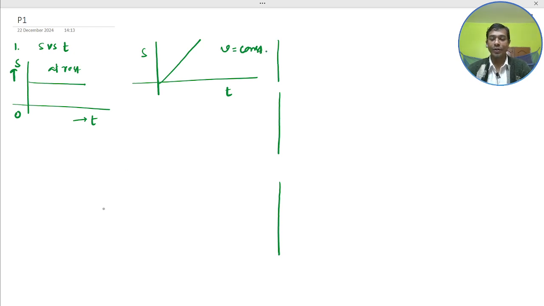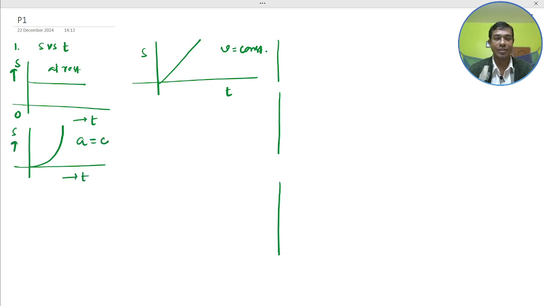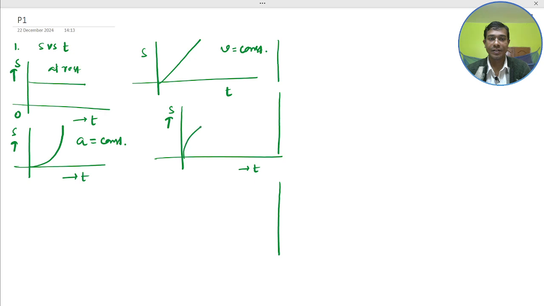Third one, moving with constant acceleration. So for moving with constant acceleration, this would be the s versus t graph, with acceleration constant. Fourth one, moving with constant retardation. Basically this is time, this is displacement, and this is the graph for constant retardation.